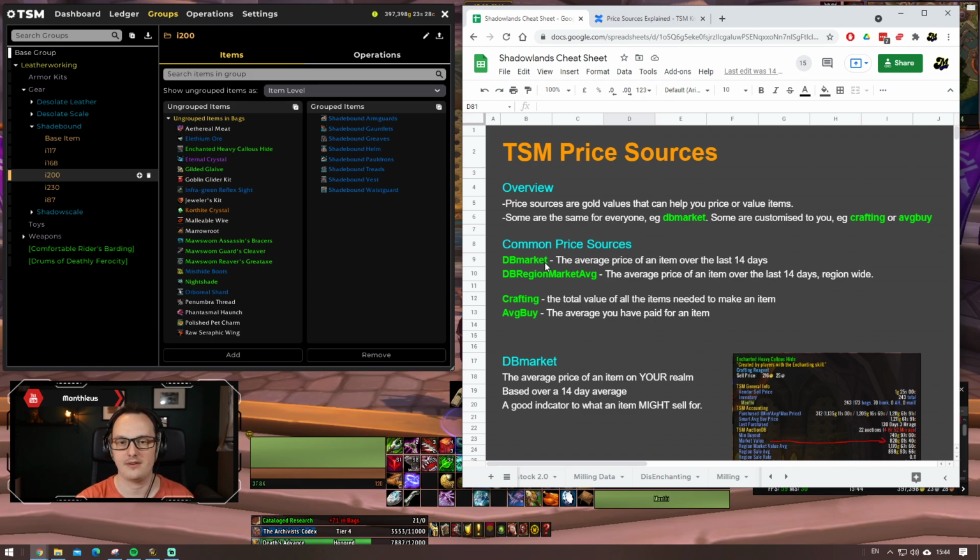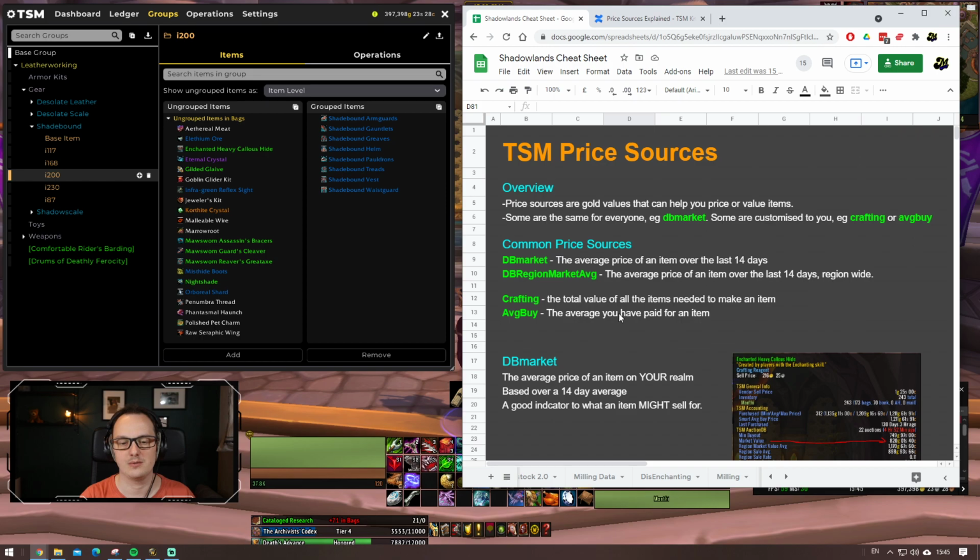Well, DB Market is a very common one. This is the average price of an item over the last 2 weeks. We then have DB Region Market Average, which is the average price of an item over 14 days, but region-wide, often used for things like transmog, for example. We have a crafting price source, which is the total value of all of the items needed to make an item. Very, very powerful price source to use if you're playing around with professions. We have average buy. This is one of the custom ones, the average price that you have paid for any specific item. So those are just some common ones.